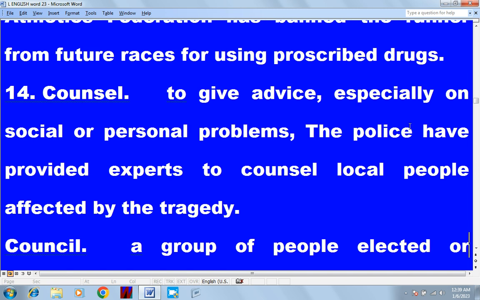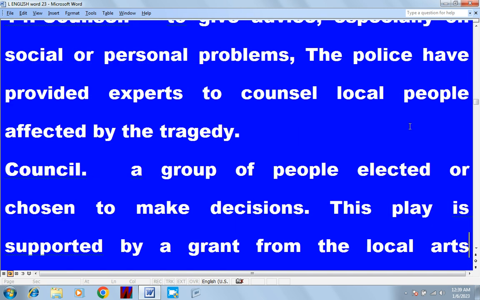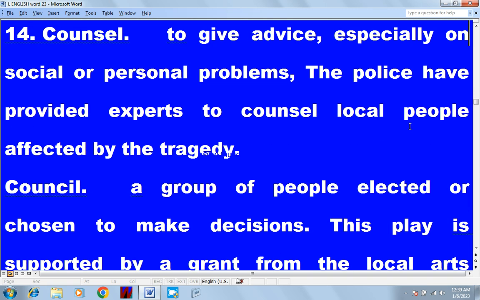Counsel, C-O-U-N-S-E-L, to give advice, especially on social or personal problems. The police have provided experts to counsel local people affected by the tragedy.